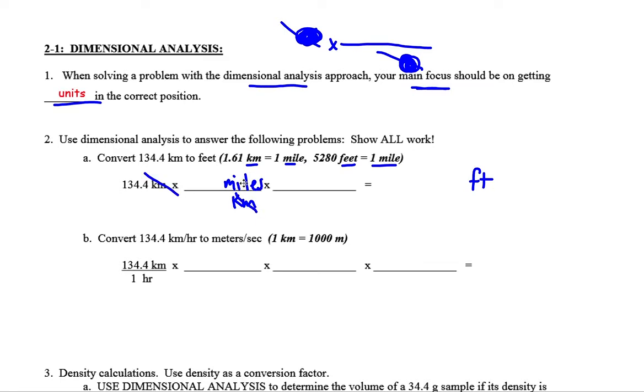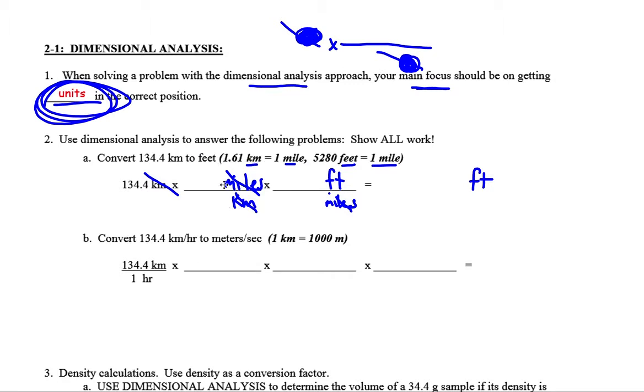Now I have miles. I don't want miles, I want feet, so I got to get rid of miles. Again, if I have a ball here and I want it to cancel, I put a ball here. If I have miles here and I want it to cancel, I put miles there. So there goes my miles. Now I know miles are going to be equivalent to feet. I just have to figure out how many. So now my miles cancel. Now that I've got my units in the correct position, then the numbers fall into place.